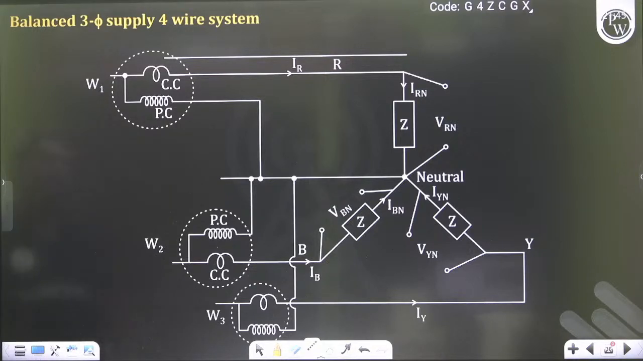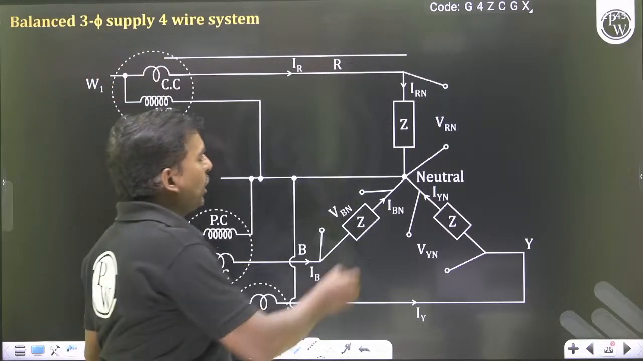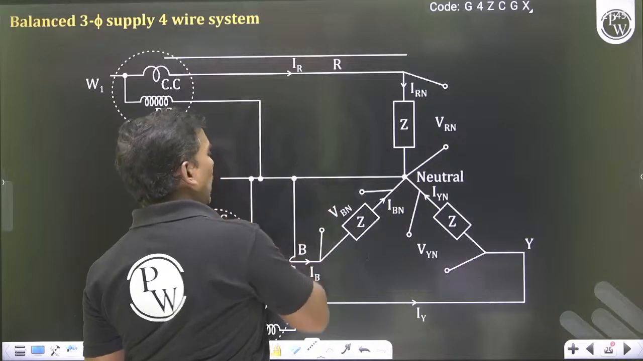Yeah. So if you see now, balanced 3-phase supply, 4-wire system. What does 4-wire system mean? There is a separate line for neutral. There is a separate line for neutral.